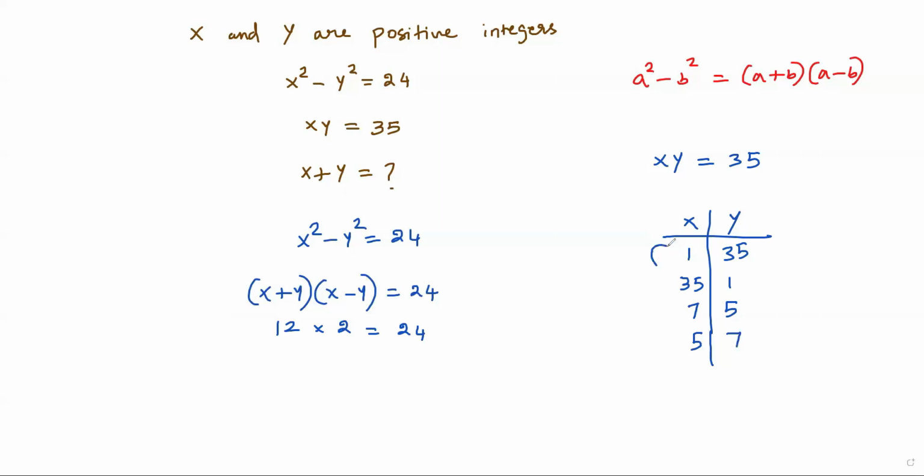So that's all the pairs of values we have for x and y such that x times y is equal to 35. Only this pair 7 comma 5, that is 7 for x and 5 for y, satisfies this equation. So in that case, the value we get for x plus y is 12. So the answer for this question is 12.